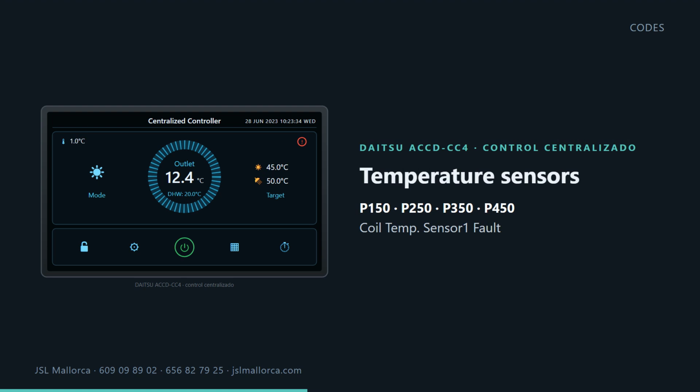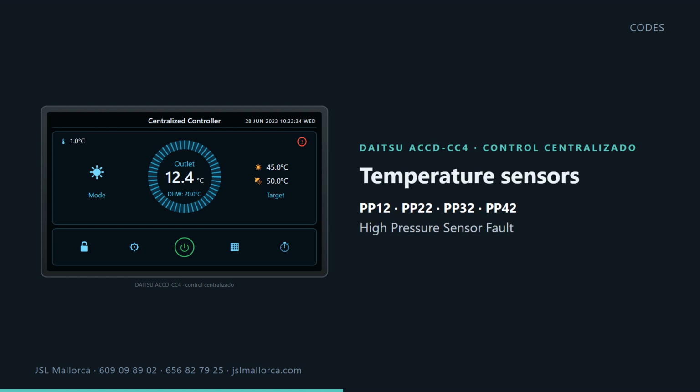Codes P150, P250, P350 and P450. Coil temp sensor 1 fault. It happens because the temp sensor is broken or short circuit. Codes P154, P254, P354 and P454. Coil temp sensor 2 fault. It happens because the temp sensor is broken or short circuit.